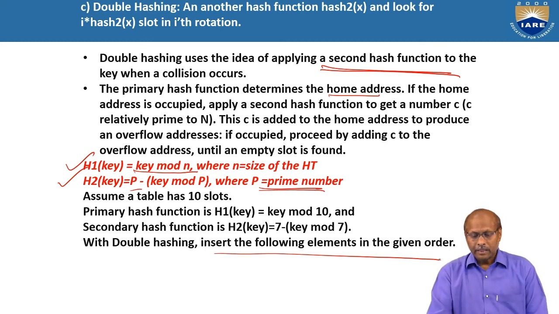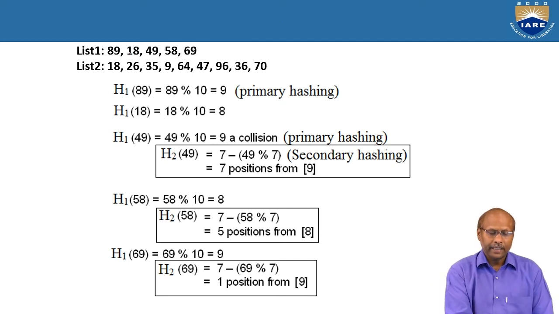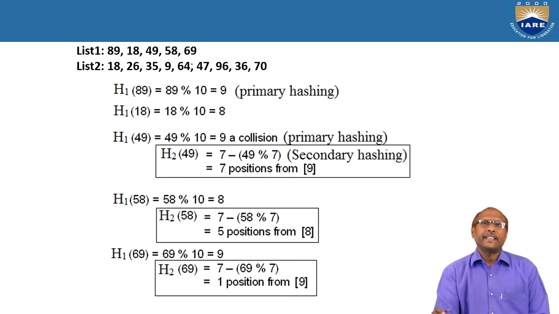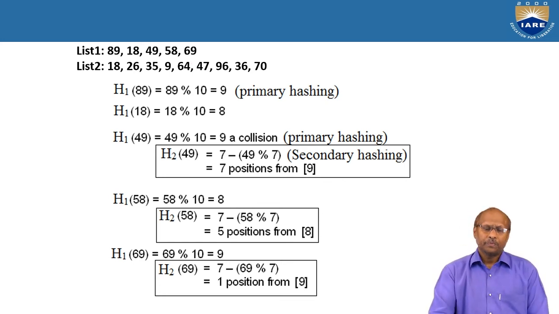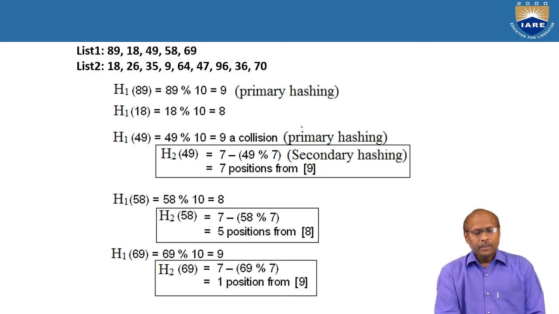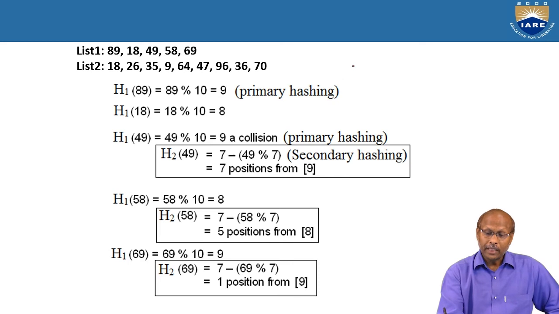Now you can apply these two functions to a set of data. For example, you have the data 89, 18, 49, 58 and 69. These are the list of data. Now you have to apply the hash function and store the value. Assume 89. Here you are applying double hashing. That means you have to apply it two times.